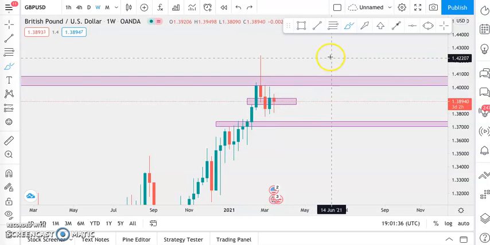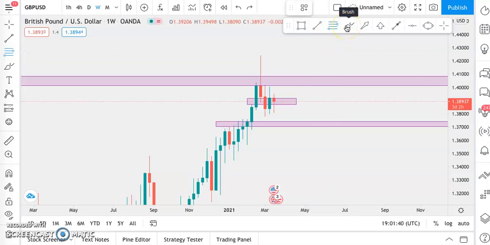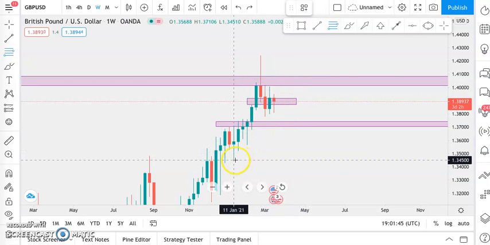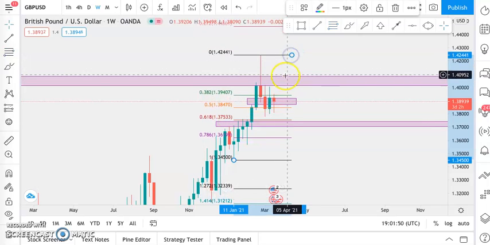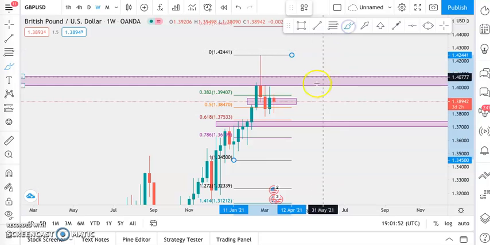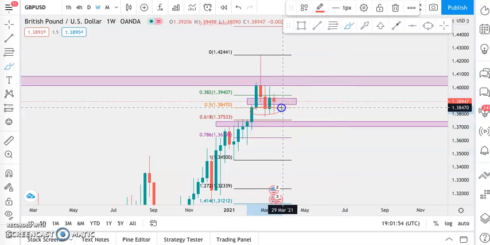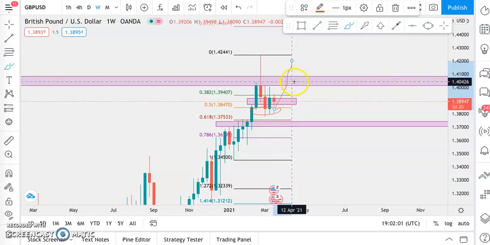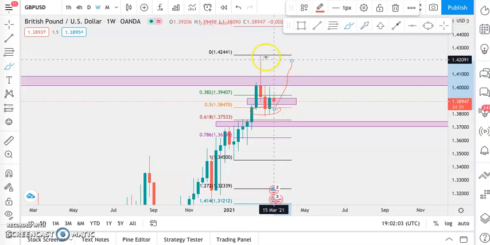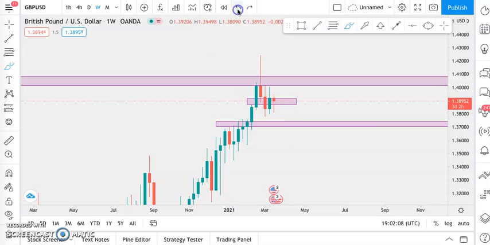Now, one more thing: when you have an impulse, if you want to measure the correction, what you have to do is to take your Fibonacci from the low to the high of the impulse, and we can see clearly that the price has just retraced to the 50 fib level here, from which we do expect that the market can make another impulse towards the previous resistance level. So this is the situation from the weekly perspective.